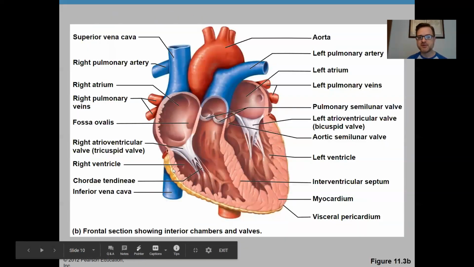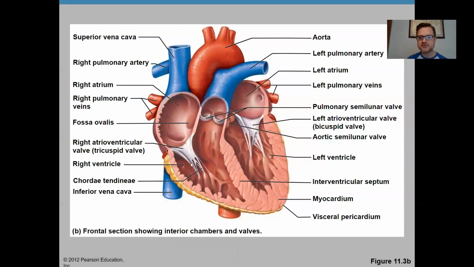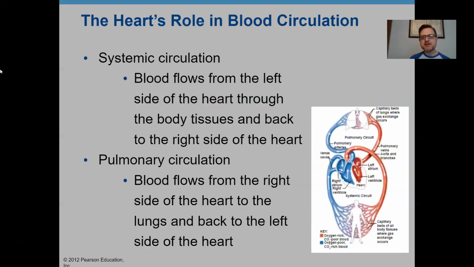This is the same diagram we saw a minute ago. So here's right atrium, right ventricle, left ventricle, left atrium. So there's two main circulatory routes that the heart services. The systemic is the route that sends blood through all your body systems. It pumps blood from the left side of your heart, your left ventricle, to the tissues of your body. It's what's pumping oxygenated blood throughout your body, all right?